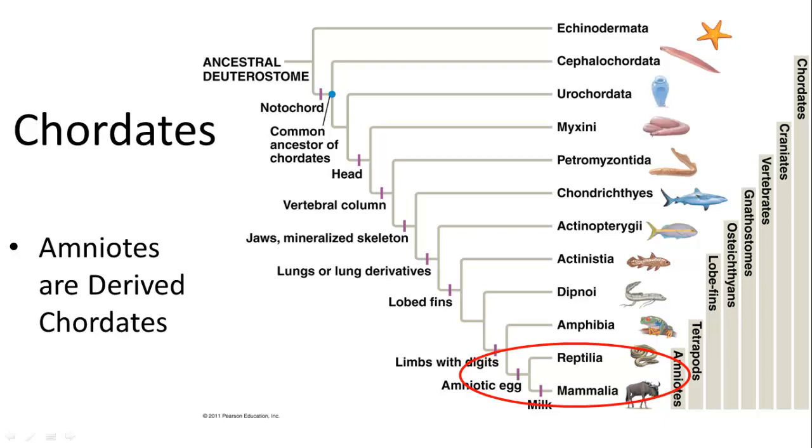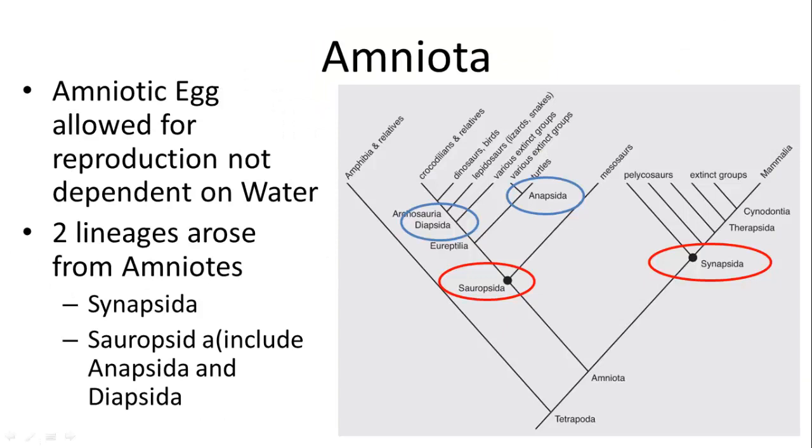And the amniotic egg allows the animal to be still dependent on water, but that water environment could be left inside the egg, and so that egg could develop outside of water. And of course, mammals are one of the groups within Amniota. There are two lineages that then arose from the amniotes: the synapsids and the sauropsids. And within the sauropsids, we have two different skull arrangements: Anapsida and Diapsida.